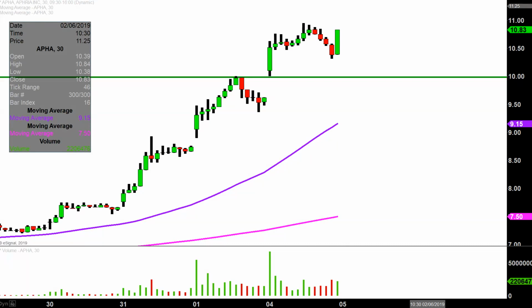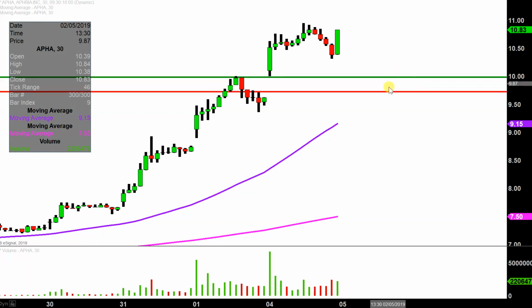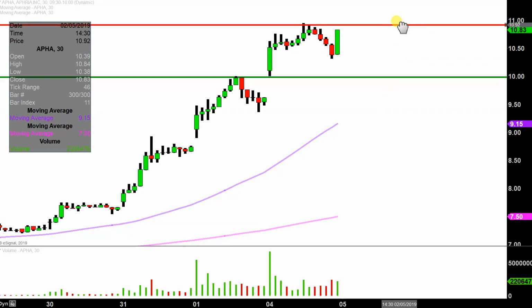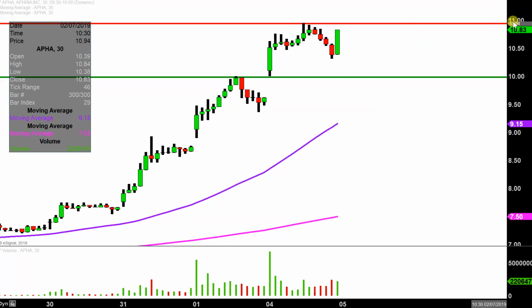What about levels of resistance? Nothing complicated here other than the fact that the party finally stopped today up there at the 10.95-ish. If you want to just round it up to 11, I wouldn't argue against that. But right here around 11 will be the key level to fight through going into tomorrow.